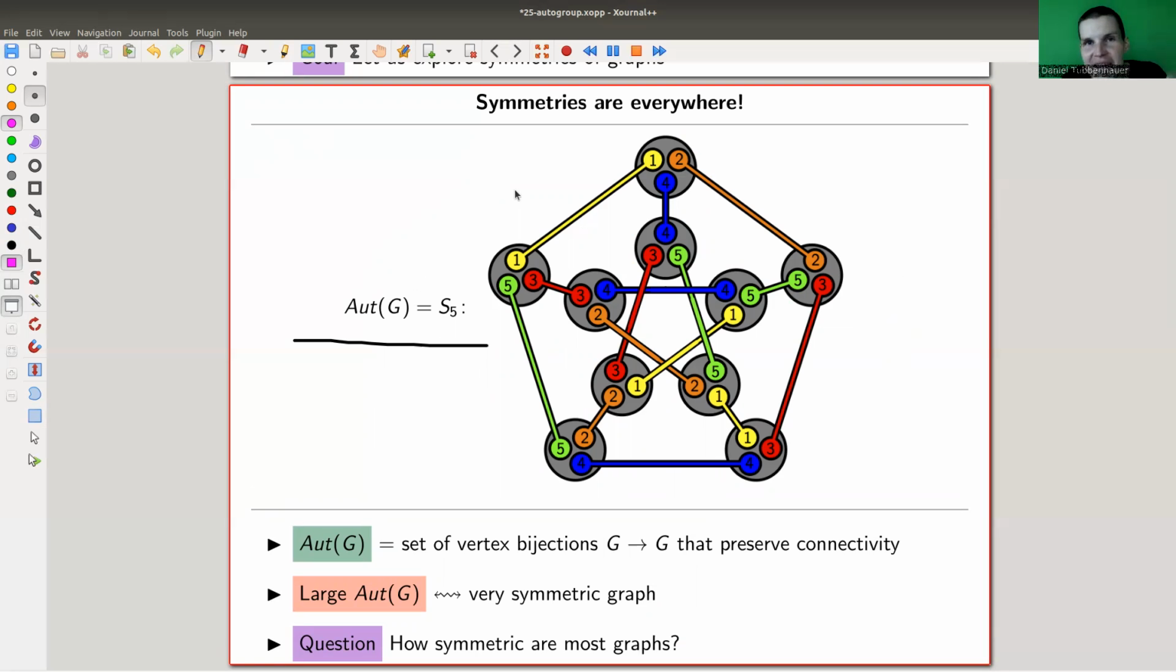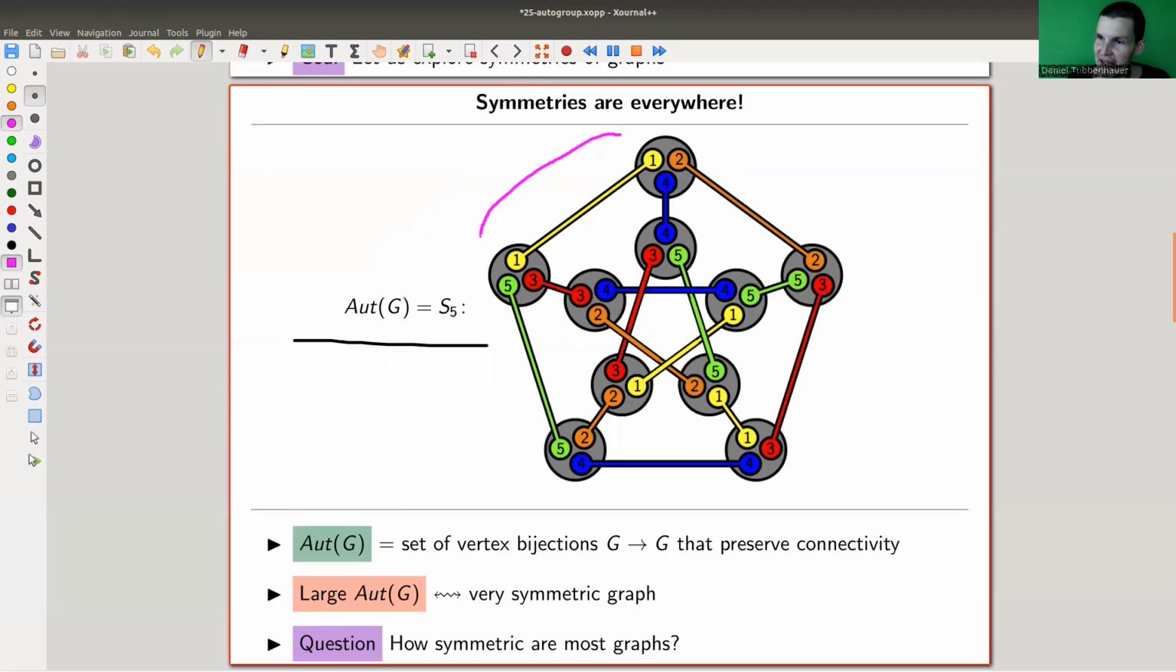And the question that we are trying to ask, and try to answer all the time in this random graph theory, is: what about most graphs, right? If you put all graphs in a bag and draw one randomly, what is the symmetry group? How symmetric is your graph actually?